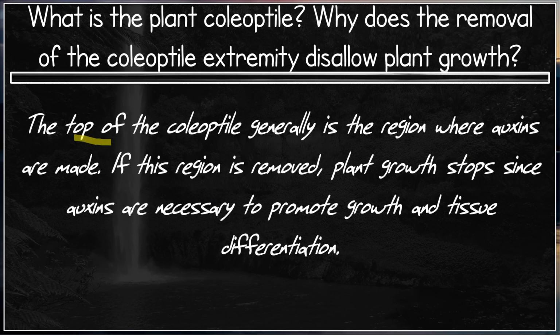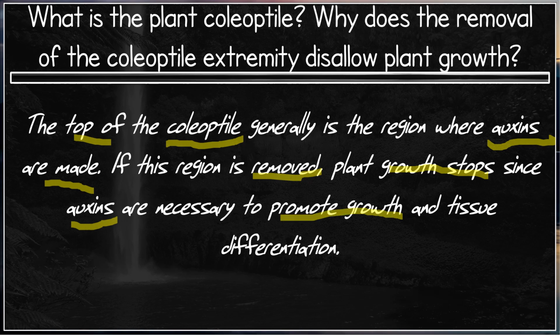The top of the coleoptile generally is a region where auxins are made. It is a region that, when removed, plant growth stops, since auxins are necessary to promote growth and tissue differentiation.